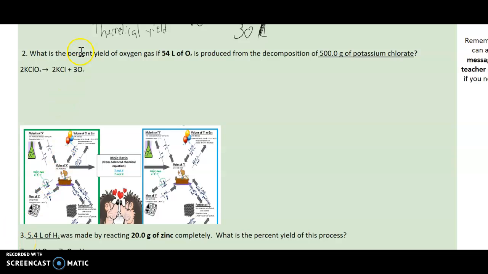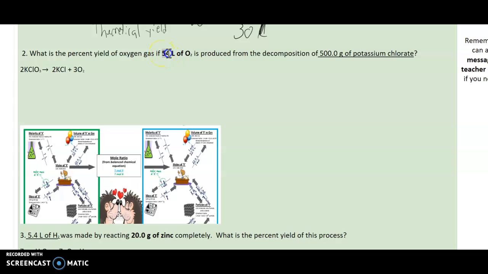Okay, so something tricky about this one is reading it correctly. What is the percent yield of oxygen gas if 54 liters is produced from the decomposition of 500 grams of potassium chlorate? What makes it tricky is it tells you your product first and your reactant second, whereas all the other problems have been reversed. And if that doesn't make sense to you, let's just break it down.